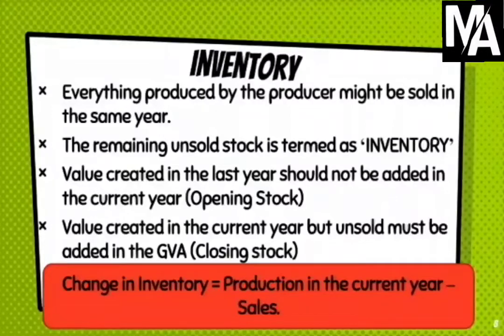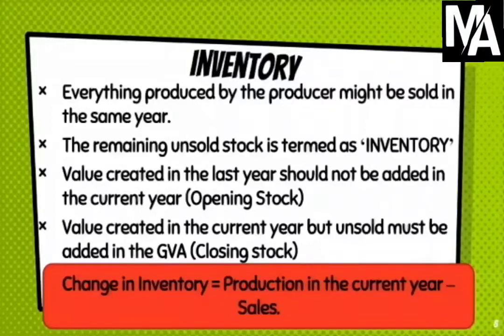Whenever we are calculating inventory, we should remember that sometimes unsold stock of the previous year will be carried forward to the next year. But we should remember that that was the value created in the previous year. So the value created in the last year should not be added in the current year. And that value of unsold stock of last year is called opening stock. Now the value created in the current year but unsold must be added in the gross value, and that value of unsold stock of this year is called closing stock.